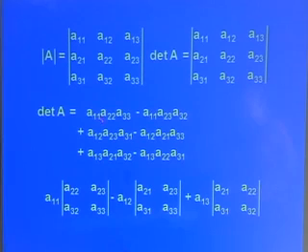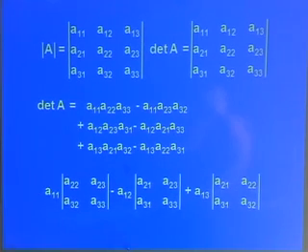Now, if we consider these two terms, then one can very easily see that A11 is common to these two terms, and what remains is A22, A33 minus A23, A32, and these can be written in the form of a determinant. Similarly, A12 can be taken out from these two terms, and A13 from these two terms, and then determinant A can be written in this particular form.